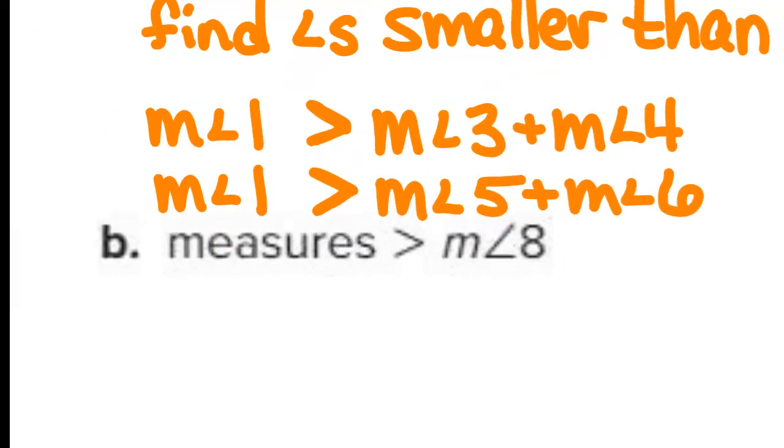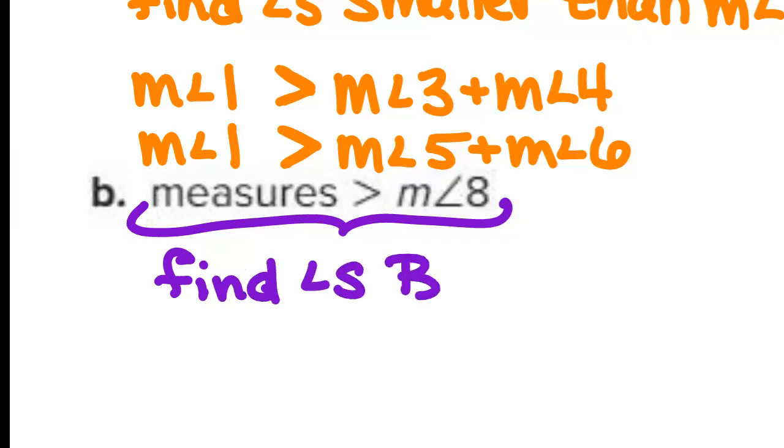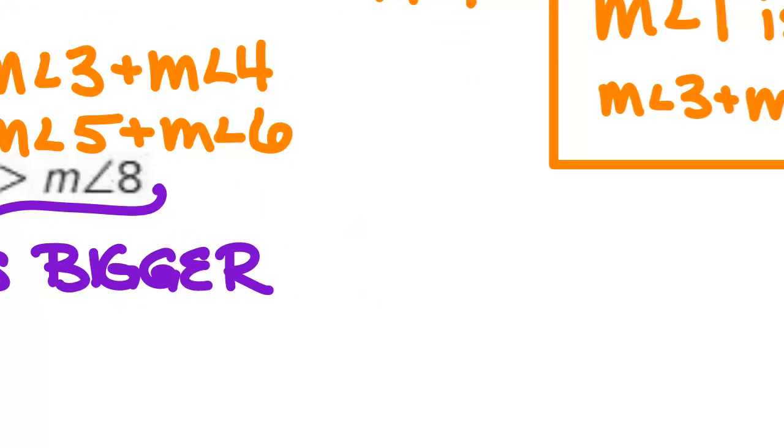All right, let's do part B. First of all, help me interpret what this says right here. The alligator is supposed to be eating the bigger thing. Which piece of that is the alligator eating? It's eating measures, right? It's not eating the measure of angle 8. So am I finding angles that are bigger than or smaller than angle 8? Bigger. Find angles bigger than the measure of angle 8.